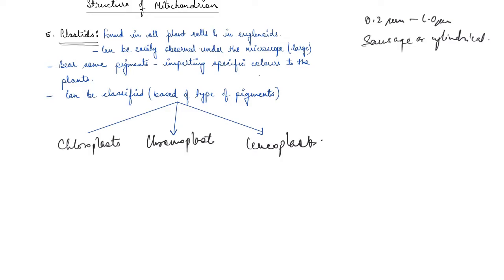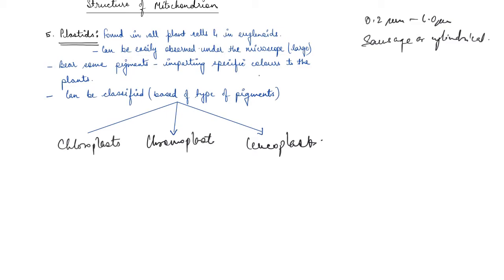Now, leucoplasts are colorless plastids and they have various shapes and sizes, and they store nutrients. There are different kinds of leucoplasts. Amyloplast stores carbohydrate, for example in potato. Elaioplast stores oils and fats. Aleuroplast stores protein, right? So there are different types of pigments which give different colors, and that is why plastids are divided into different classifications.